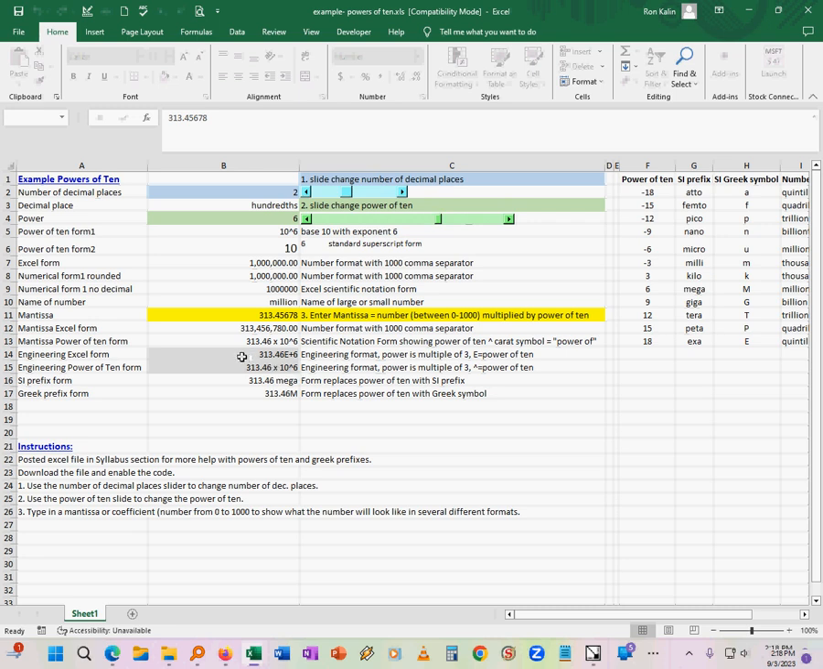The next line is engineering format. Engineering format is any power of 10 that's a multiple of 3, like 3, 6, 9, 12, 15, 18, or all the negative ones, -3, -6, -9, and so on. So it's only going to show that number as some type of multiple of 3. If you notice, I'm going to set this to 10. In the scientific notation, it's 313.46 times 10 to the 10th power.